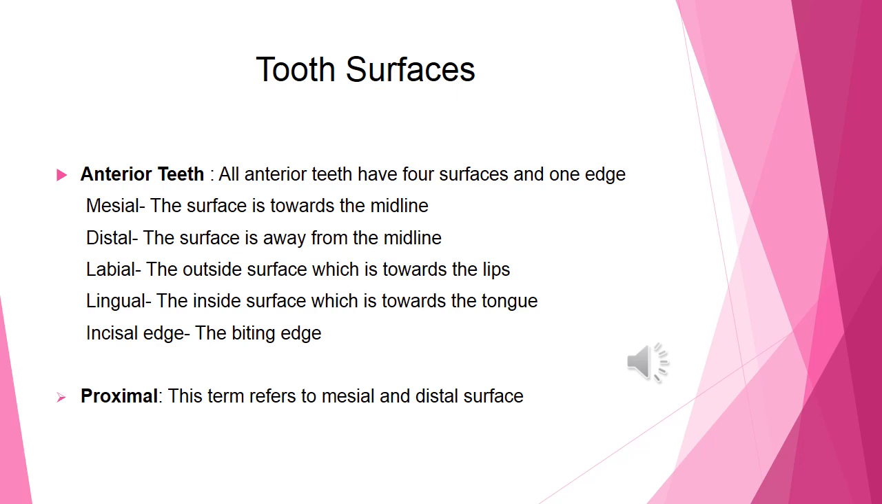Labial surface, the surface of the tooth which is towards the lip. Lingual surface, the inside surface of the tooth which is towards the tongue. Incisal edge is known as biting edge. Now in tooth morphology's book, which is known as Fehrenbach, there is a term which is known as proximal. Proximal word is usually used for both mesial and distal surfaces.